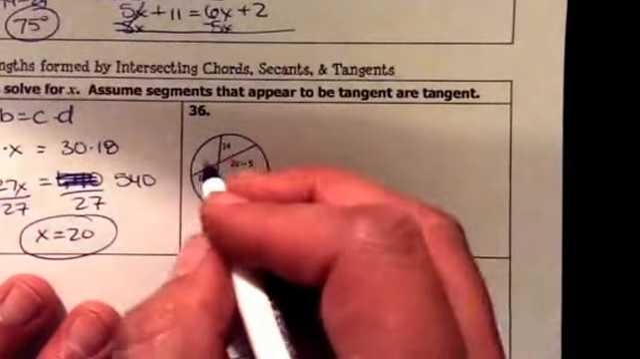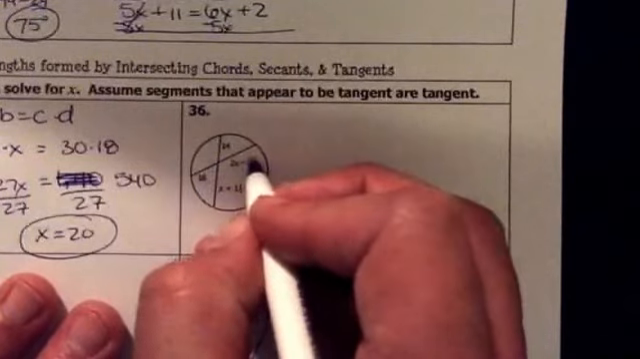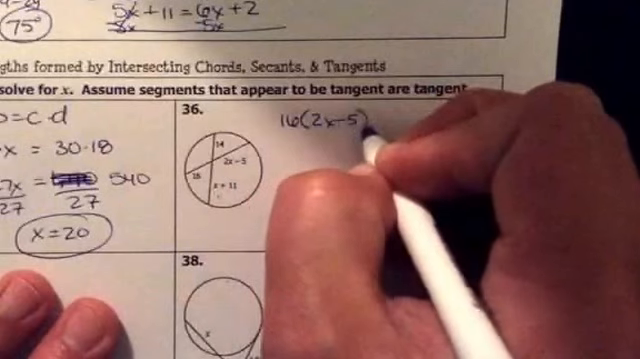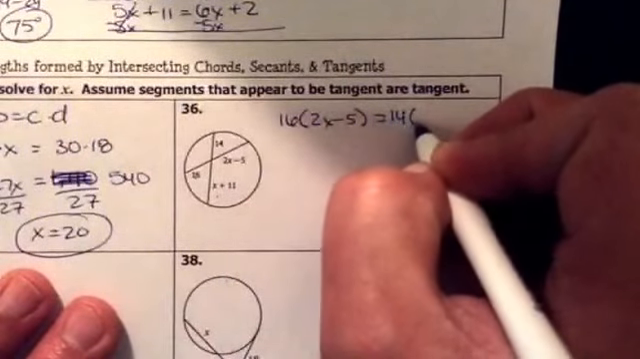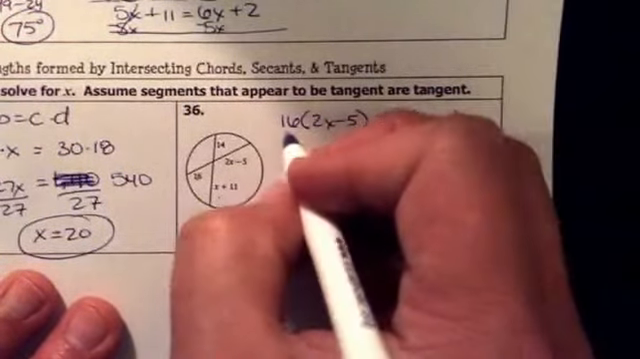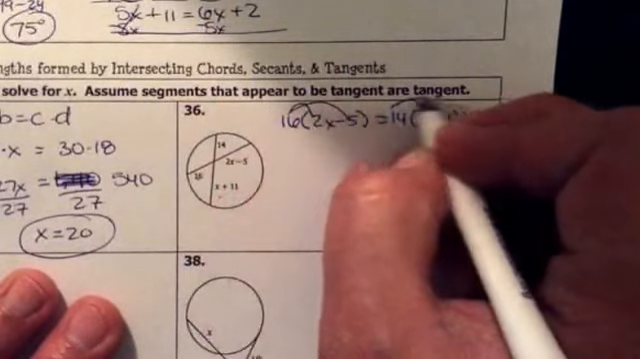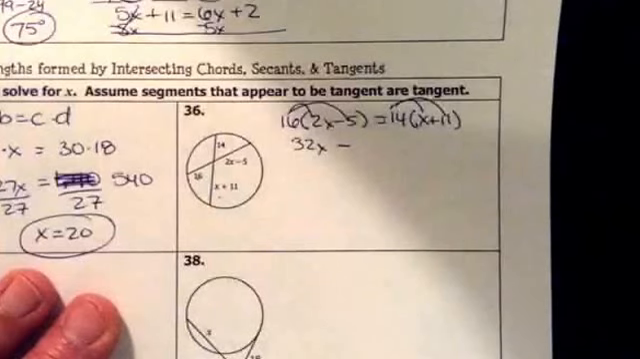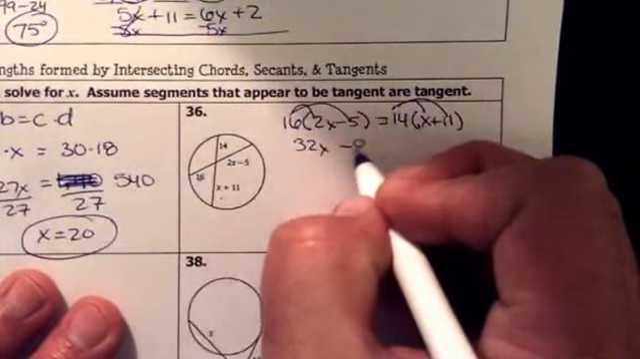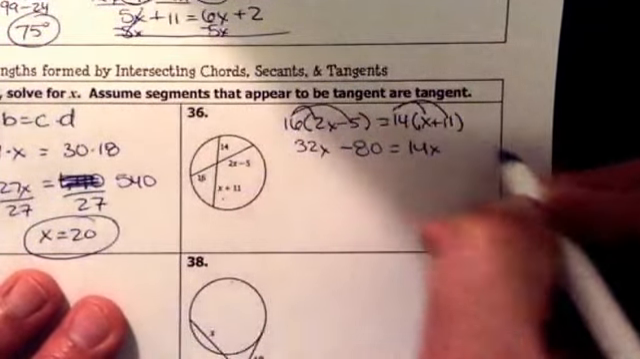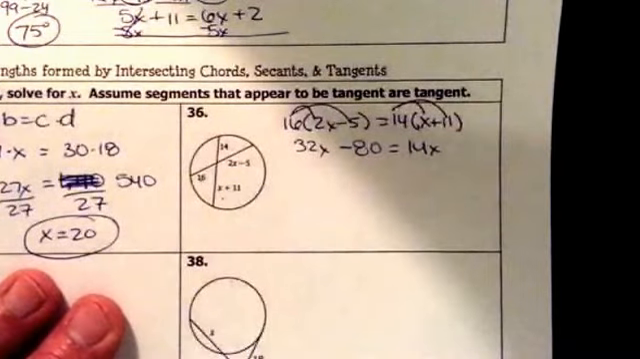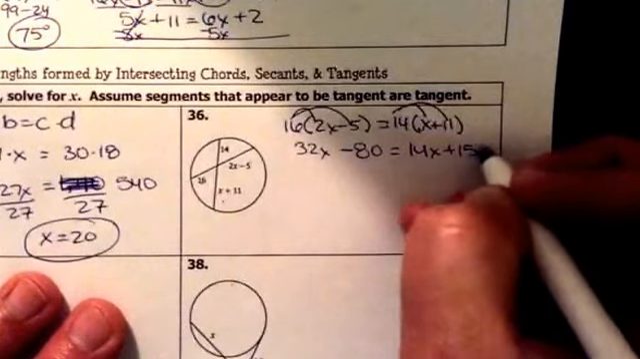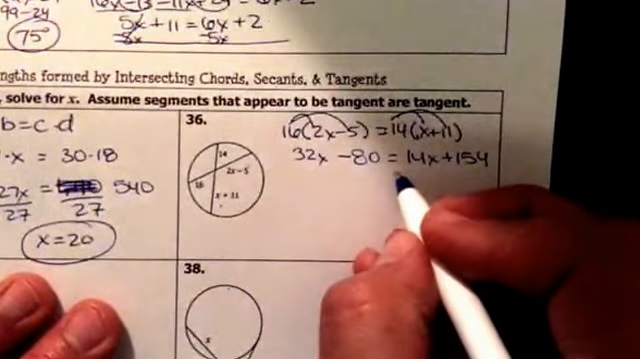Next one, again I'm having an intersection inside the circle. I take 16 times this equals 14 times that. 16 times 2x minus 5 equals 14 times x plus 11. Distribute both of these, actually. So I'm going to have 32x minus 80 equals 14x plus 154. So I'm going to take away the 14x.